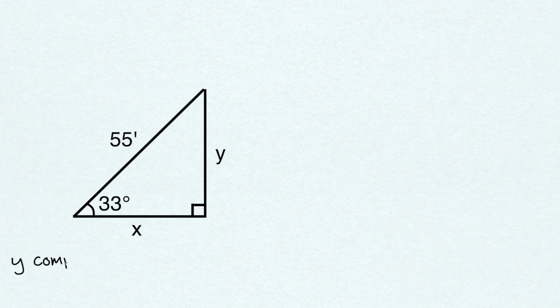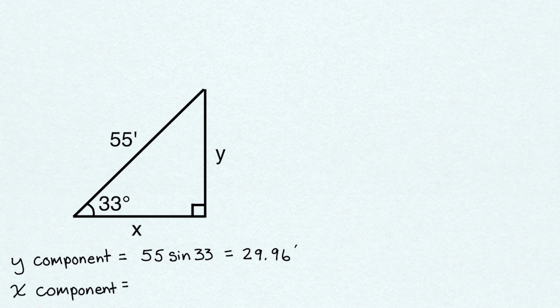So to solve for x and y, I take 55 sine 33 to get 29.96 feet, which is y. And then 55 cosine 33 to get 46.13 feet, which is x.